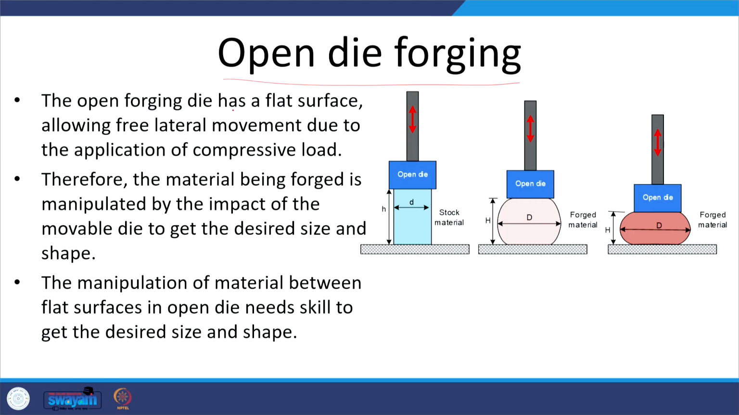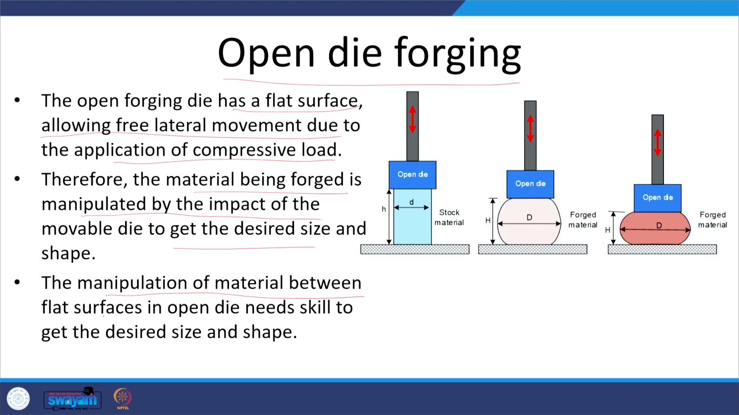In open die forging, the die has a flat surface, about which I have already spoken, allowing free lateral movement due to the application of the compressive load. Therefore, the material being forged must be manipulated between the impacts from the hammer to get the desired size and shape, and this requires a lot of skill.